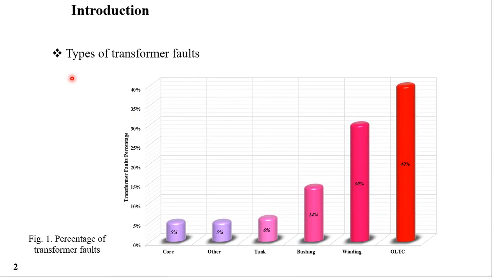As you can see, the distribution of the transformer faults is shown in figure 1. You can see that winding faults account for 30% of all kinds of transformer faults. So detecting winding faults in preliminary stages is of great importance.